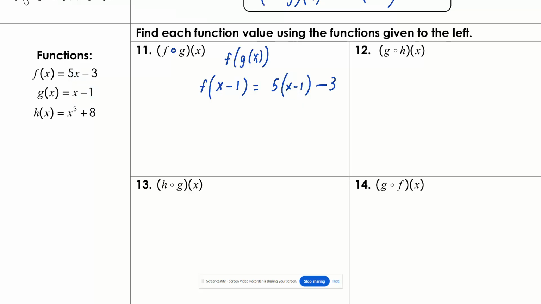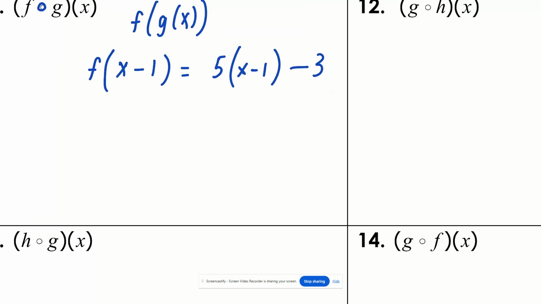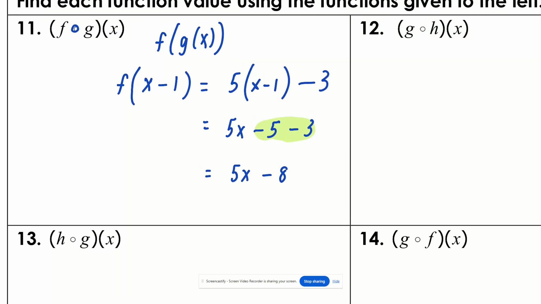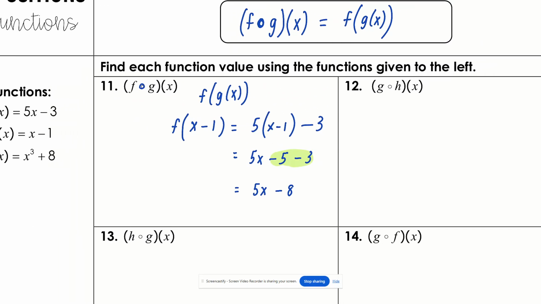Now, from here, you're literally just solving. Well, how do I solve this? Well, I got to distribute, right? What's 5 times x? 5x. What's 5 times negative 1? Negative 5. And then don't forget about that minus 3. Well, aren't these like terms right here? Negative 5 minus 3? Well, I can combine them. So, f of g of x equals 5x minus 8. That's it. That's how you do composition of functions. It sounds hard, and maybe it is a little tricky, but that is what composition of functions means.